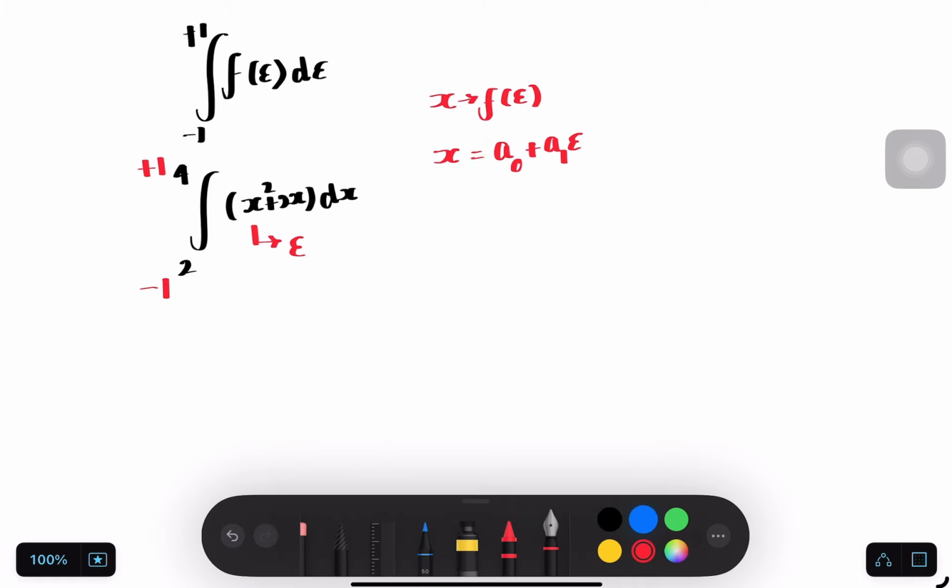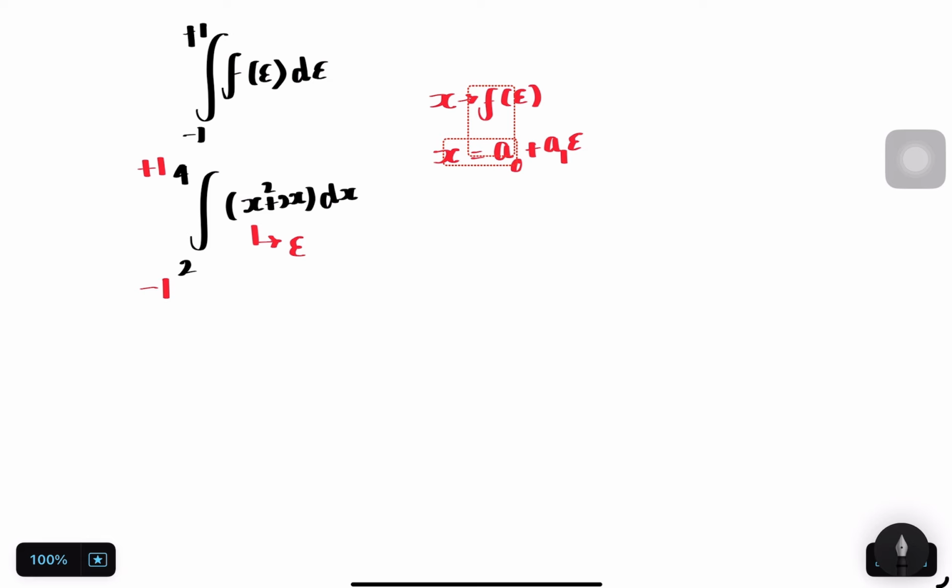Once I can evaluate the values of a0 and a1, I have got an expression for x in terms of epsilon, then my situation is solved, right? So let us see how we can find the values of a0 and a1. Very simple. You just have to apply the boundary conditions. So what are the boundary conditions?